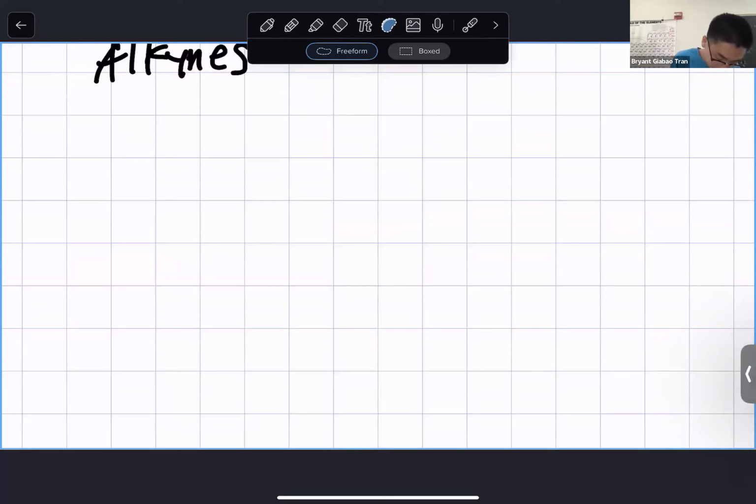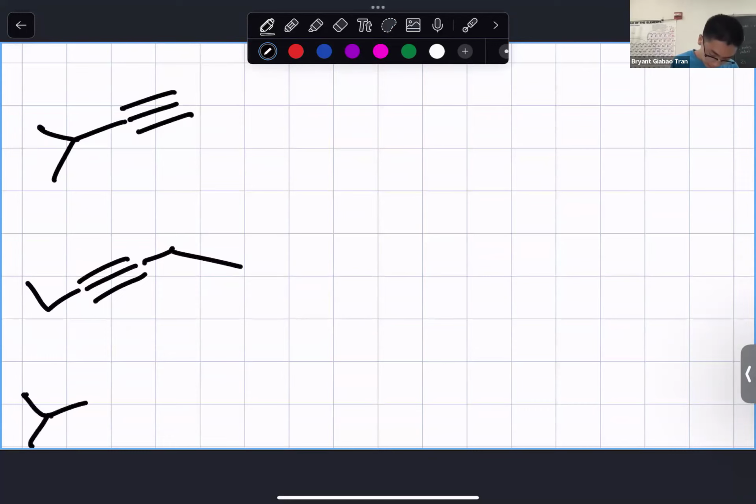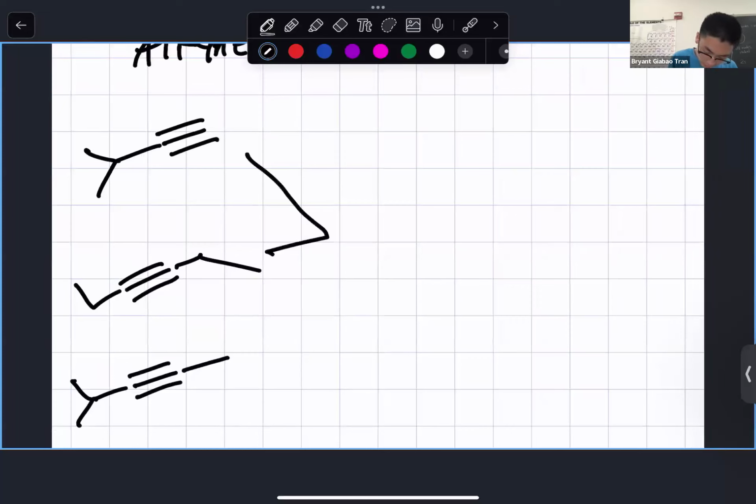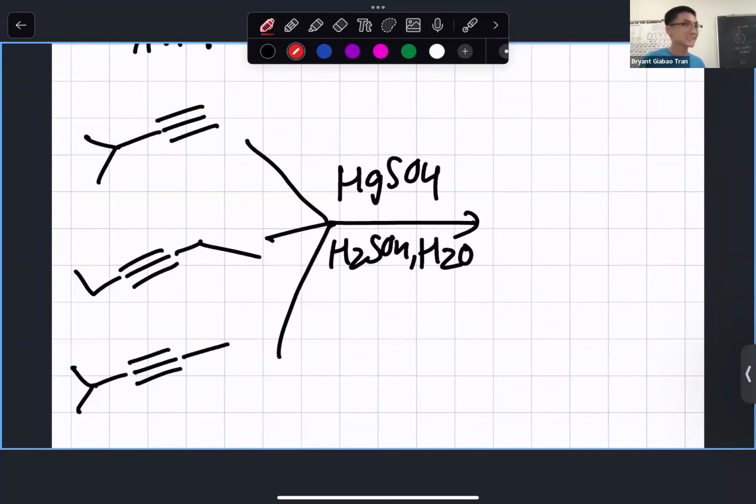Let's say I have this terminal alkyne, this symmetrical internal alkyne, and this asymmetrical internal alkyne. Put them through HgSO4, H2SO4, water. Okay. Is this a Markovnikov reaction or an anti-Markovnikov reaction? Hydration of alkyne.